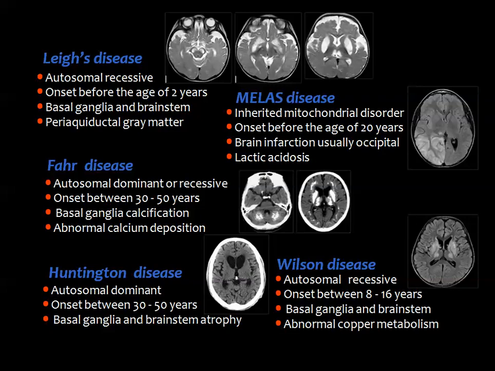and the onset is usually at the age of 8 to 16 years. There is deposition of copper in the brain tissue, mainly in the basal ganglia, particularly the lentiform nucleus and the brainstem, and this will appear on MRI as areas of low signal in the T1 and high signal on the T2 and the FLAIR weighted images.